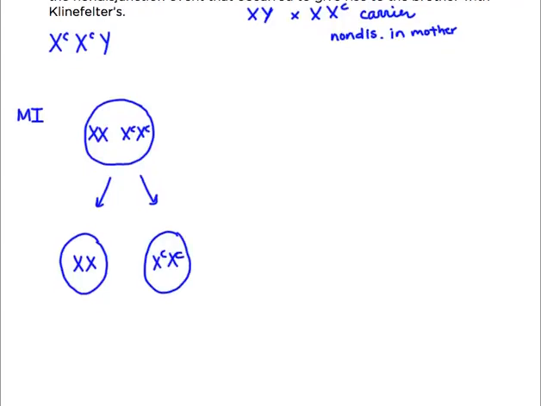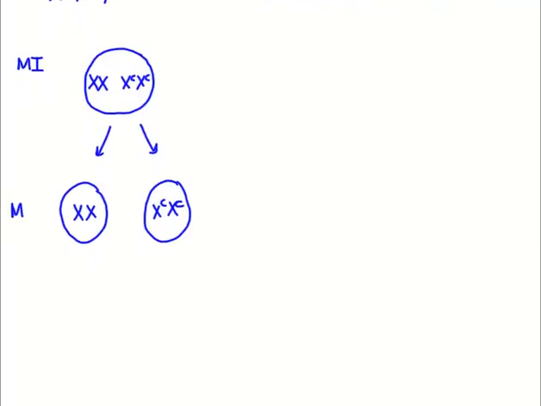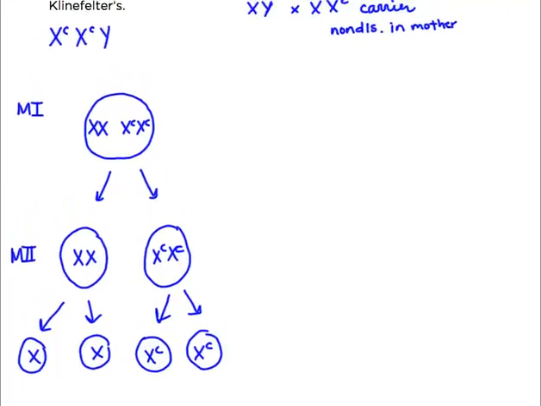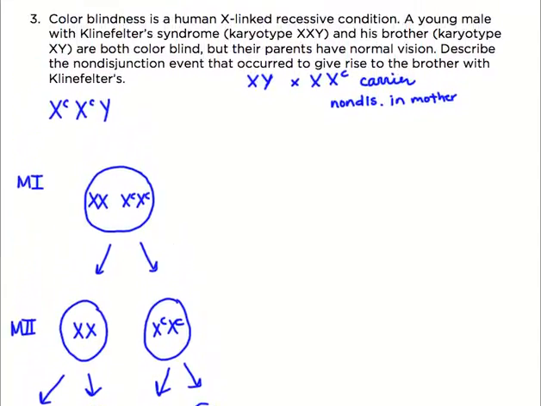Now at meiosis 2, when these separate, this would yield gametes having normal X, and then 2 colorblinds. Now this is for normal meiosis. Now let's look at meiosis 1 and 2 and see what the non-disjunction would look like.